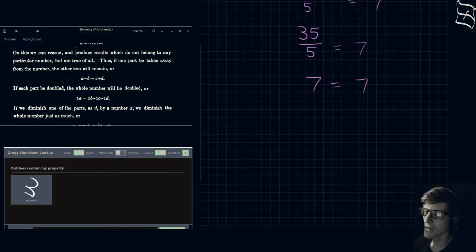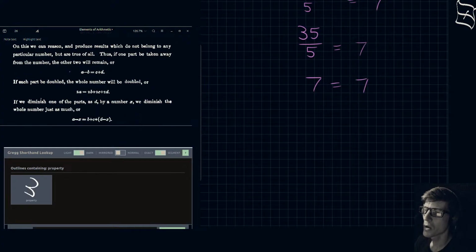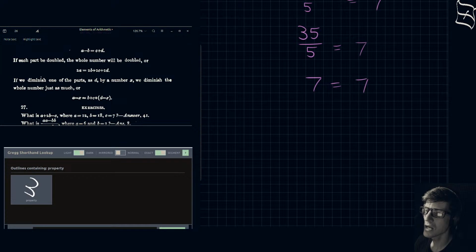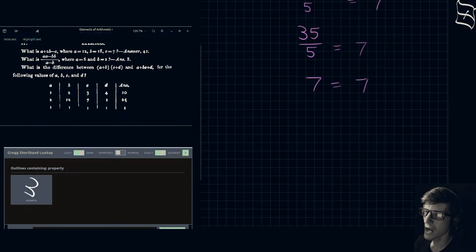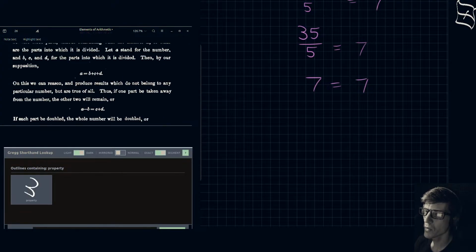If any part be doubled, then the whole part will be doubled, or 2A is equal to 2B plus 2C plus 2D. If we diminish any of these parts, as D, by a number x, we diminish the whole number just as much. A minus x is equal to B plus C plus D minus x. Okay? And so that is pretty important right there.